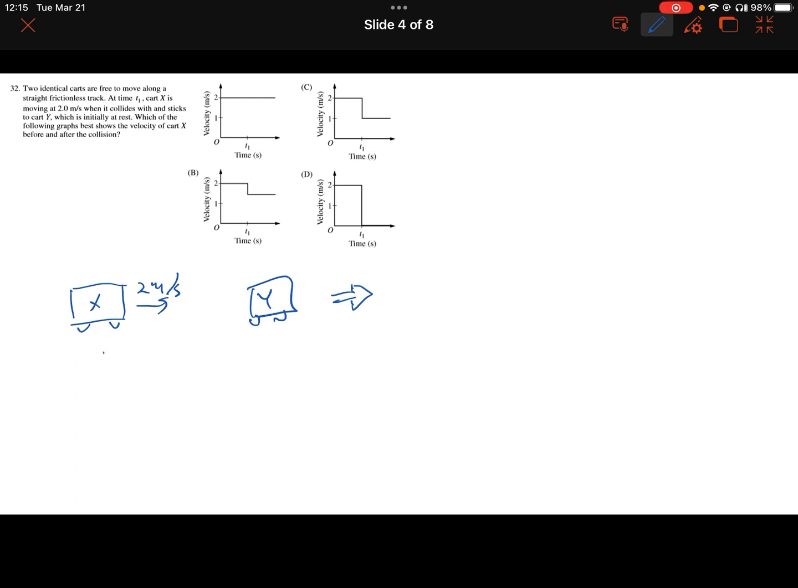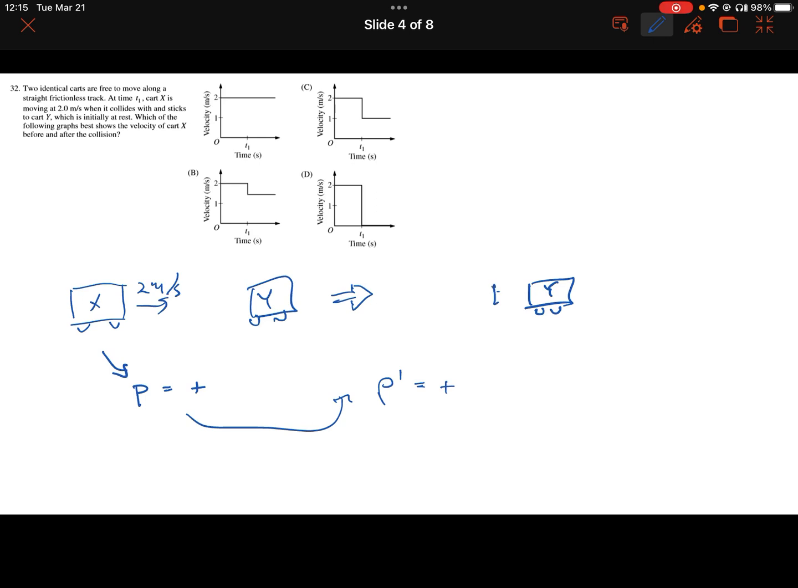Well, before the collision, we know there is some rightward momentum. And since momentum is going to be conserved here, it's a frictionless track, we're assuming that it's level, we know that after the collision, P prime should be some positive number as well. We also know that the momentum of each individual cart can't be the same. Okay, when these two carts collide, they stick together. That means cart Y is going to have some momentum after the collision.